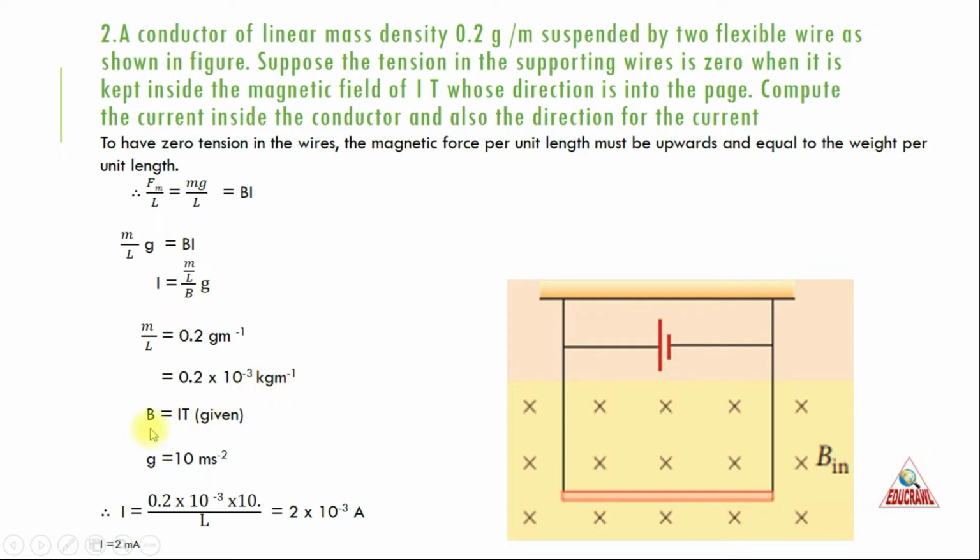Here the magnetic field B is given as 1 Tesla and g value is 9.8. For our convenience, we are approximating it as 10 meter per second square. Substituting all these values in the equation for current, we have I is equal to 0.2 into 10 power minus 3 into 10 divided by 1. Multiplying, you get the value of I as 2 into 10 power minus 3 ampere. This is the value of current.